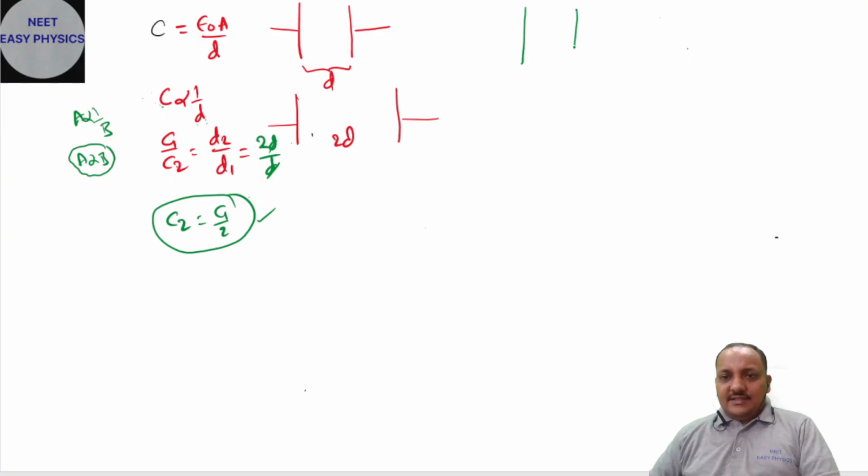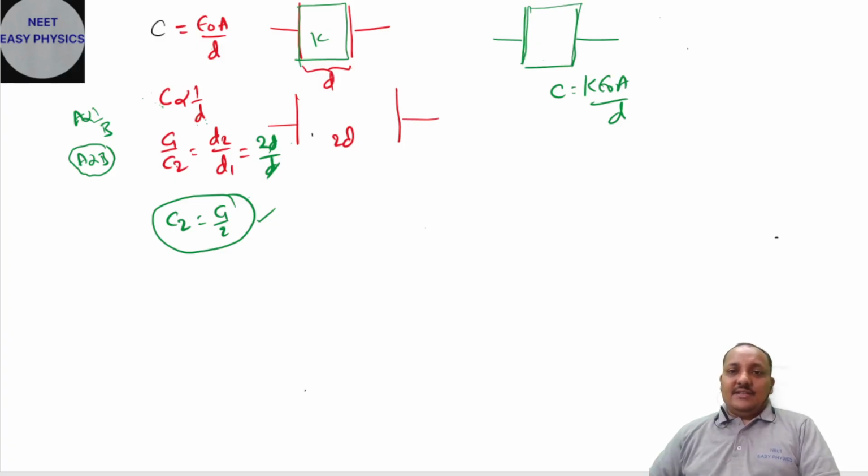Now, why do we discuss this? If you insert a dielectric between these two plates, then its capacitance is going to increase K times. K epsilon naught A by D. Correct? Capacitance is going to increase.